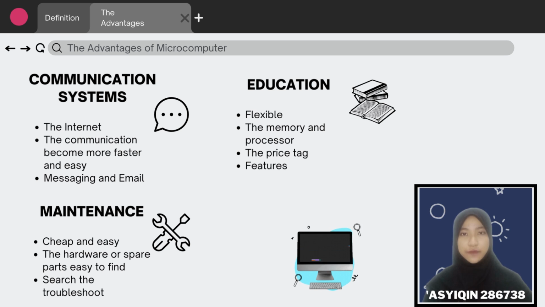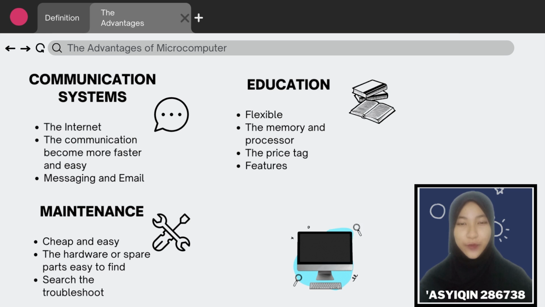As for education purpose, the microcomputer is the most suitable compared to others because it is flexible to students and a wide range of users, because of the features that are provided in the microcomputer, and not to mention, it is also suitable to carry anywhere due to the size and the weight. The memory and processors provided in the computer meet the user's demands.